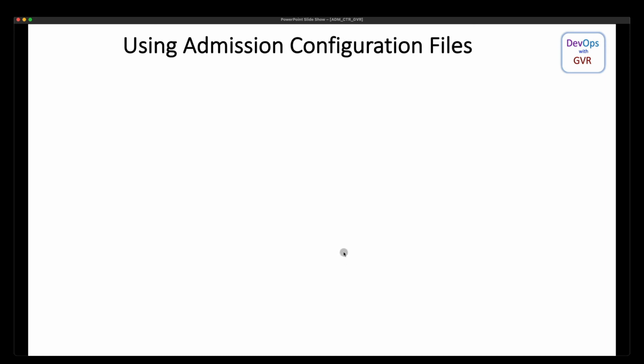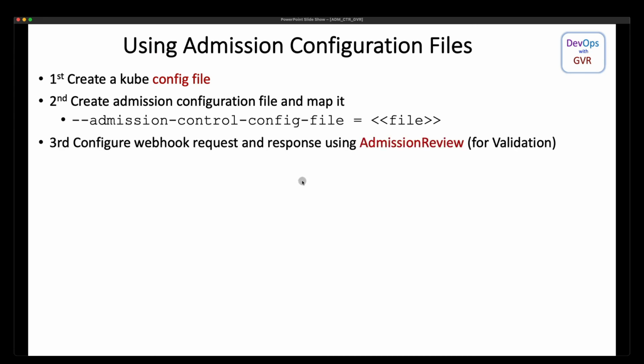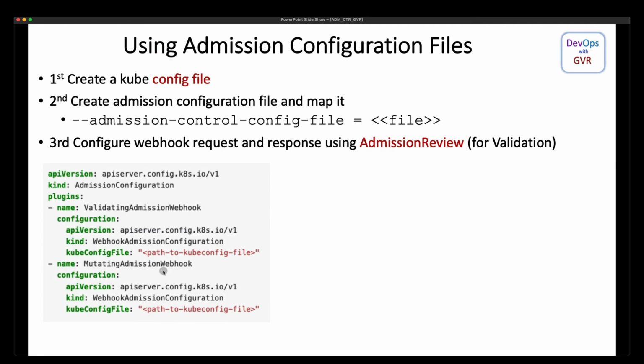right? Then another way to define this: say you want to apply an admission configuration for mutating and validating. How do I do it in production especially? First create a kubeconfig file, second an admission configuration file and map it to it. What does it mean? And third is to create a webhook that will request and respond. So let me explain. Say I want to create one mutating webhook and one validating webhook, right?